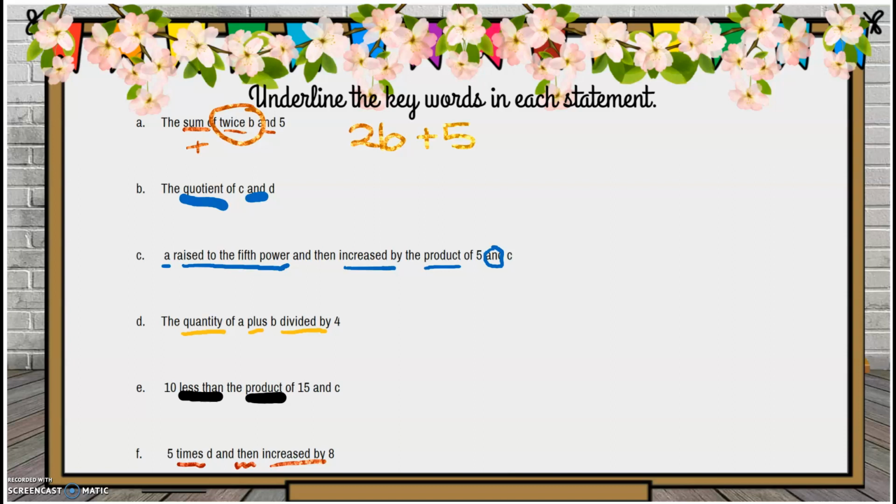For letter B, the quotient, I know quotient is the answer to a division problem. So I'm going to find the quotient of C and D. So I'm going to do C divided by D. Or I can do C over D because I know that division and fractions are the same.